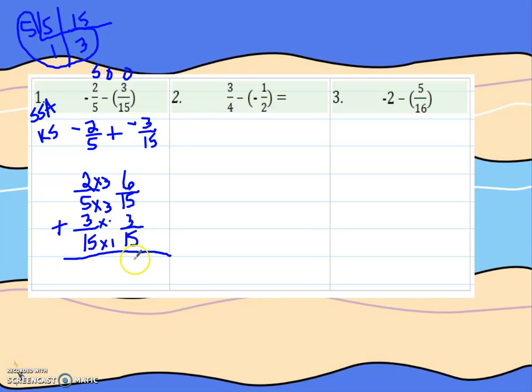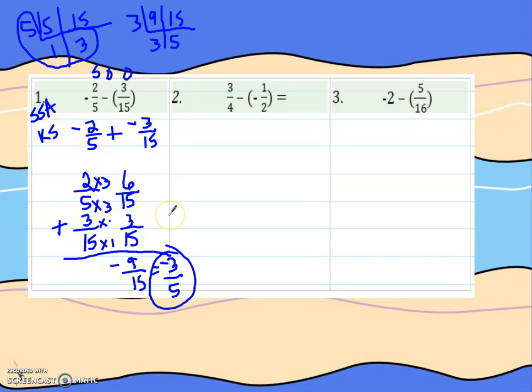6/15 plus 3/15 is 9/15. Okay, but 9/15 can be simplified. We can go 3 times. We get 3/5. And this was negative because we keep the sign. So negative 3/5.